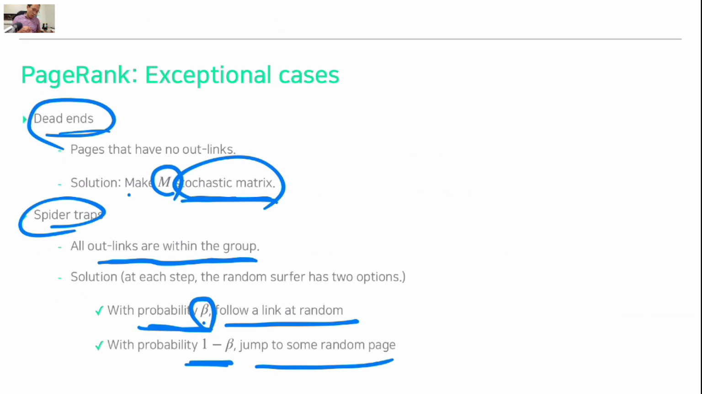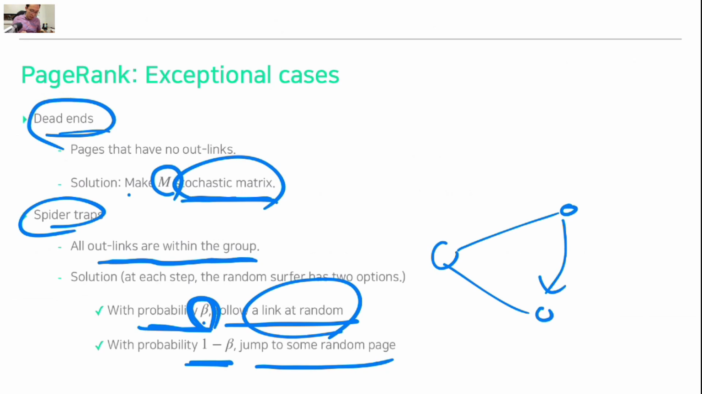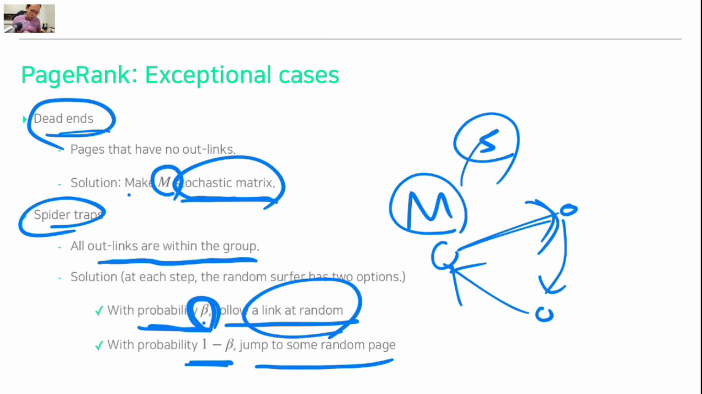I explained in the opposite order. So with beta, we randomly follow the existing link, which still corresponds to the probability in the matrix M. So with beta, we use the matrix M to propagate the PageRank score. With probability 1 minus beta, we jump to a random page, any page. So this is the way to escape the spider trap.